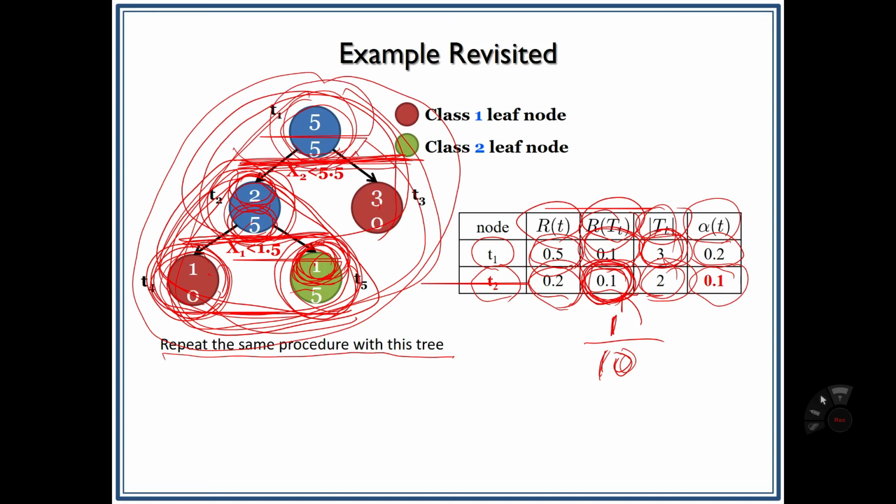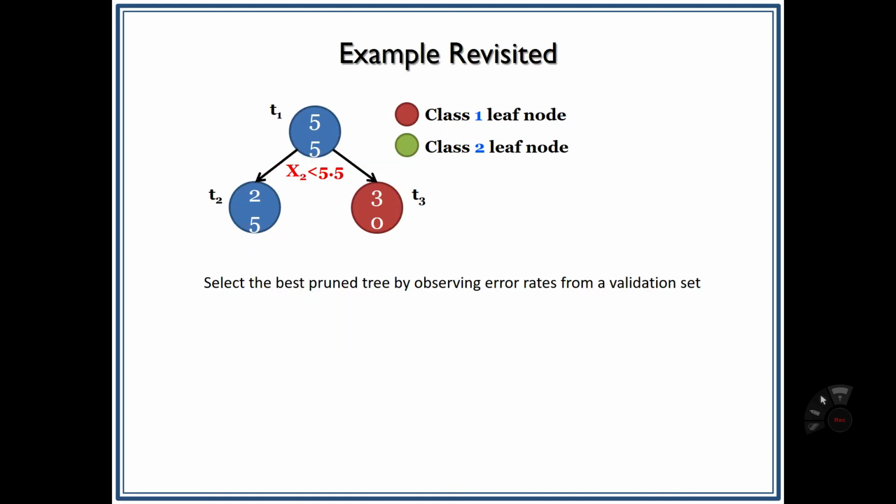Until we can no longer do the pruning, okay? So then how do we select the tree? Then what did you do?